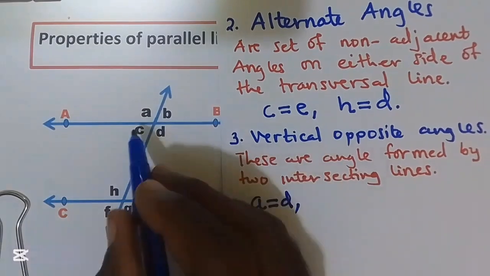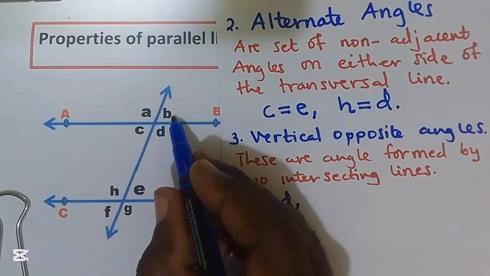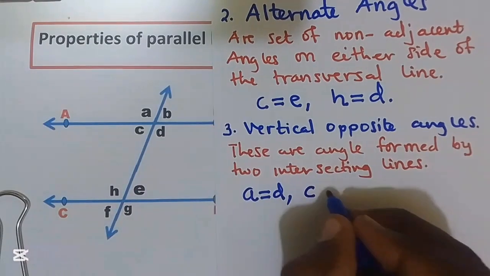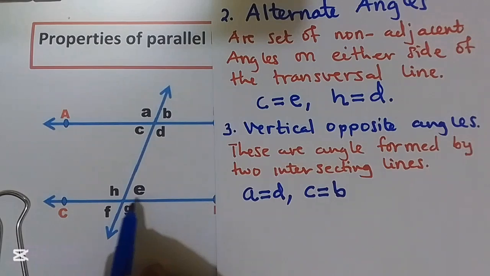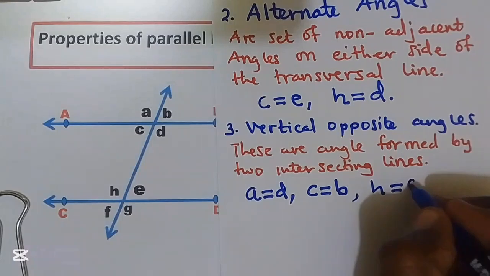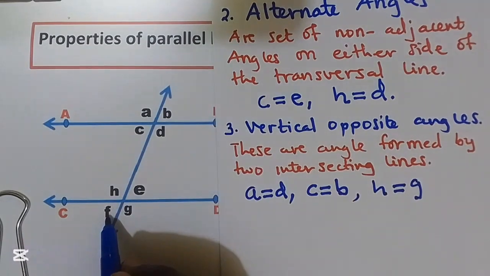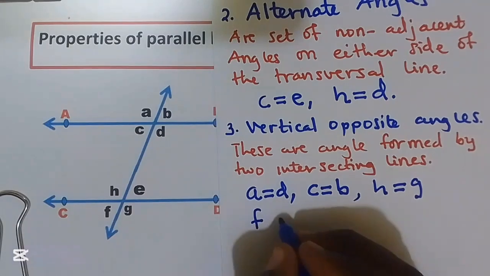Also, C and B, they are vertical opposite angles, they are equal also. C is equal to B. To the other side, H is vertical to G. H is equal to G. And F is vertical to E. That is, F is equal to E.